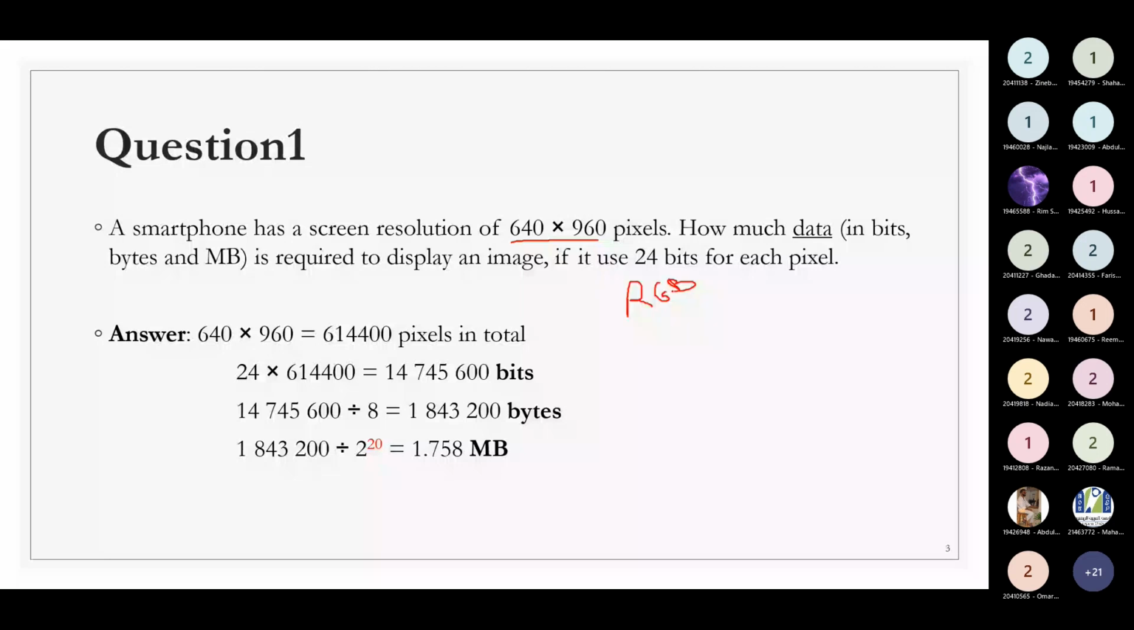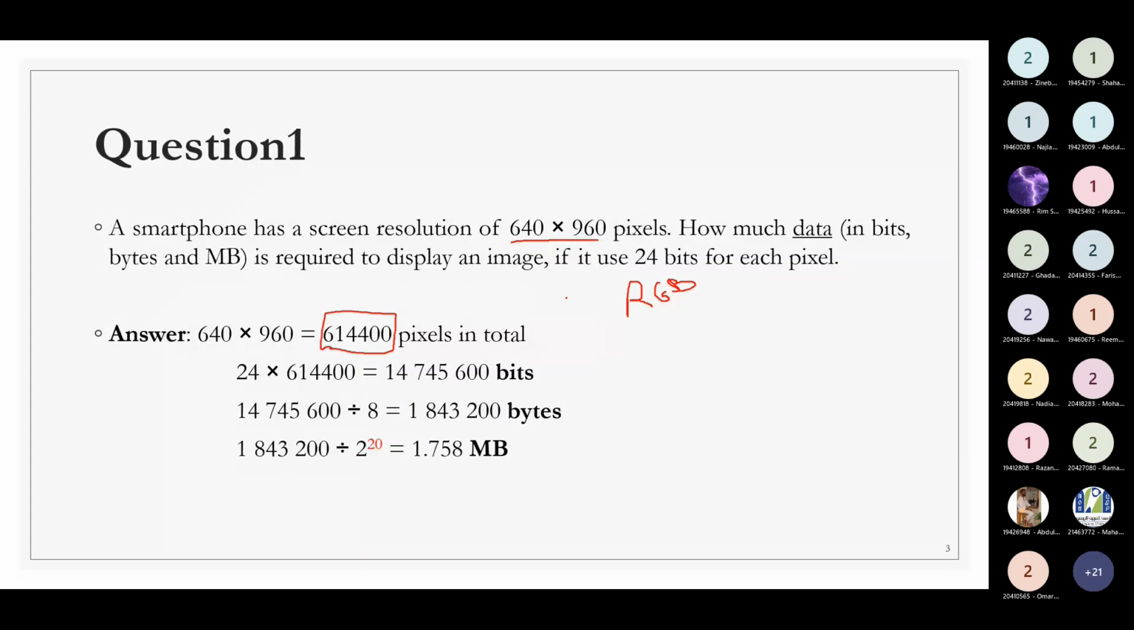The first step is to calculate the number of pixels. After that we will calculate the total number of bits for all these pixels, and after that we will convert from bits to bytes to megabytes. So let's begin with the number of pixels. As you know, the number of pixels is equal to the number of rows multiplied by the number of columns. So we have this number of pixels in total.